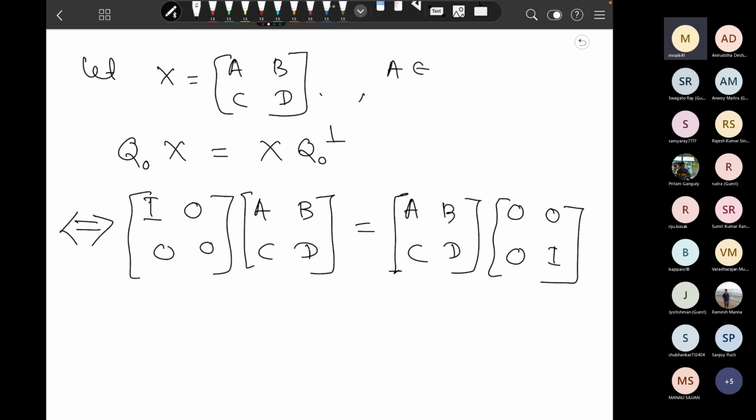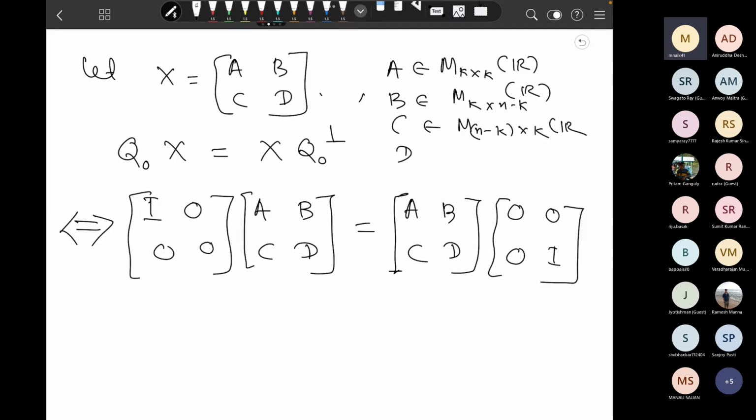So here, for instance, A belongs to M_k cross k, B belongs to M_k cross (n minus k), and C belongs to M_(n minus k) cross k, and D belongs to M_(n minus k) cross (n minus k). So this is the thing.